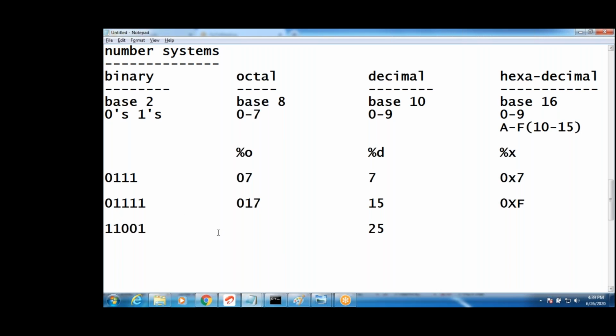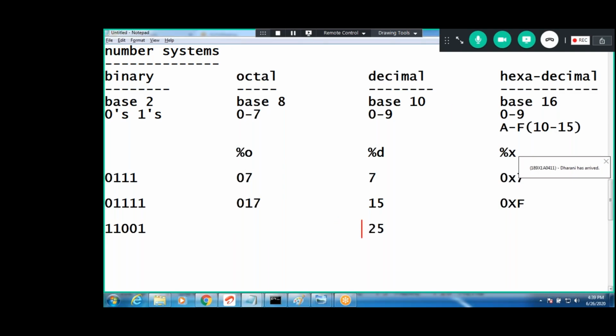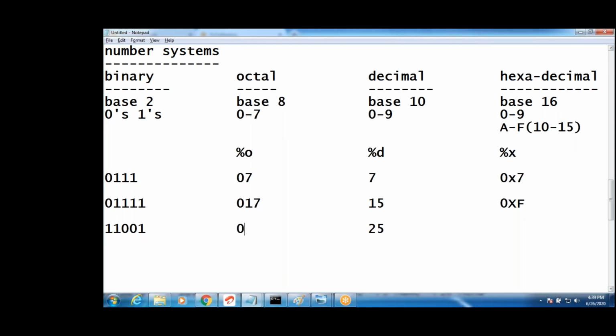How to write 25 in octal? By 8, how many times? 3 times, remainder is 1. So 031. Hexadecimal, how to write hexadecimal? 0x19, right? You understood, right? By 16, 1 time, remainder is 9, so 1 and 9.